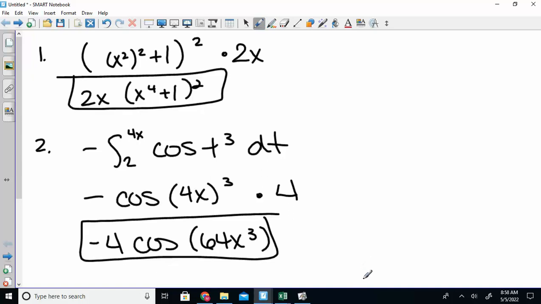So there'll probably be a couple questions like that on your test. As long as you pay attention, it should be easy points. Plug them in, multiply by the derivative. If you have to flip it, you throw a negative in front.